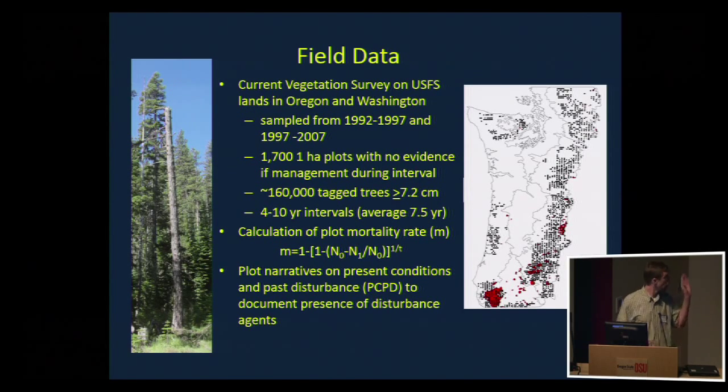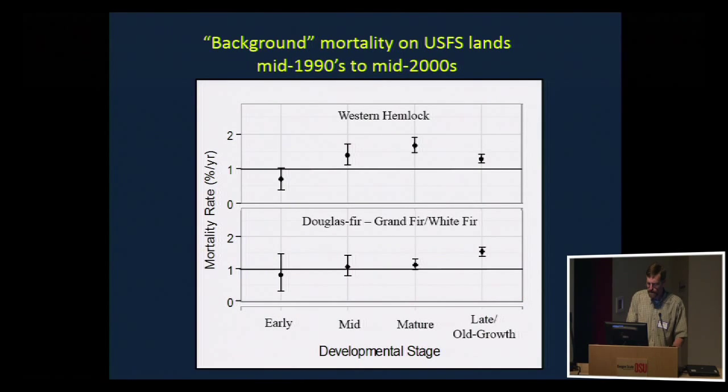And so, yeah, on the far right there, this is just a distribution of the plots. There's a lot of them. They're evenly distributed across the region. It's a good systematic sample. Several large wildfires during this period, the Biscuit, the B&B, a couple down there in the Umpqua. And so it's an active period to look at this mortality question.